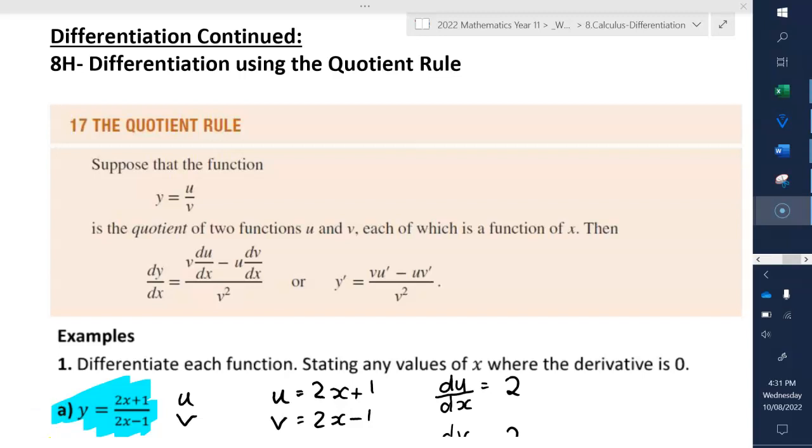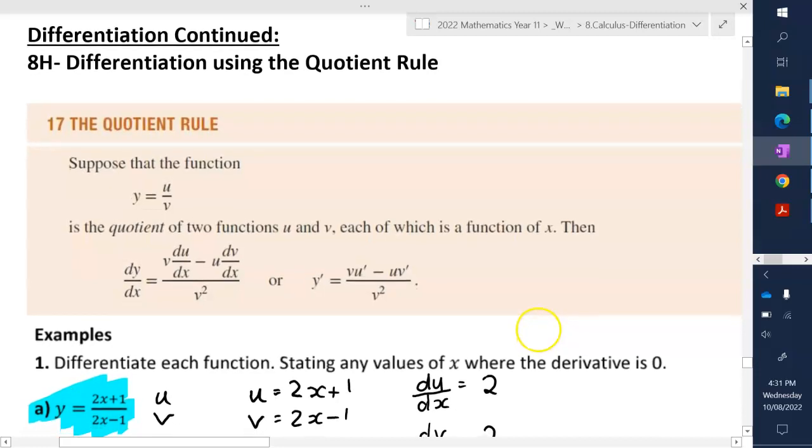Hi, we are back again looking at differentiation. Today we're going to have a look at 8H, again moving through the Cambridge textbook for Year 11 Advanced. And we're going to differentiate using the quotient rule.